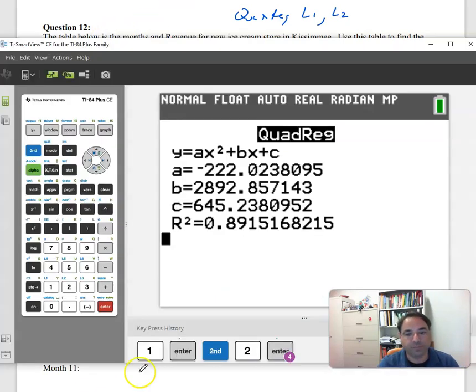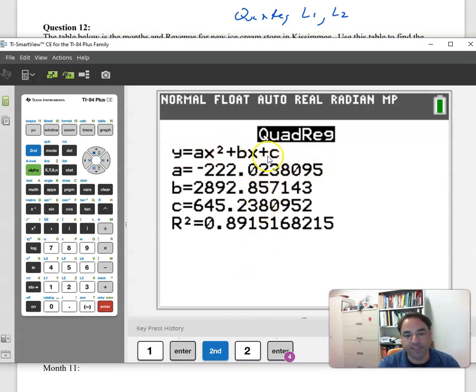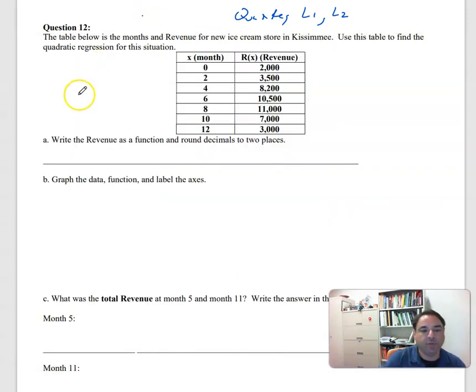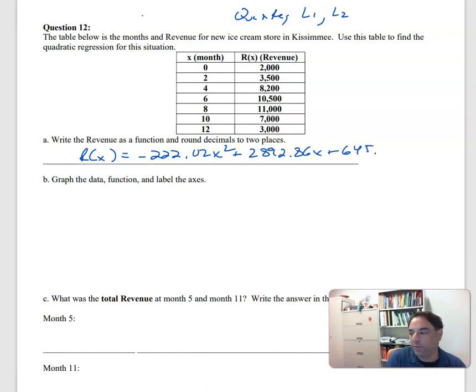Okay? So your calculator gives you the equation, but you have to put A in for A, B in for B, C in for C. So if I write this out, the revenue equals, rounding to 2 decimal places, negative 222.02x squared plus 2892.86x plus 645.24.